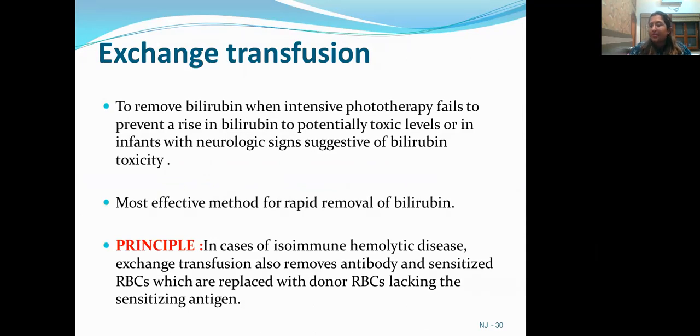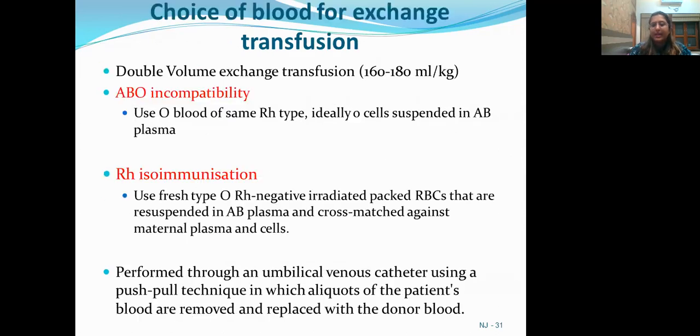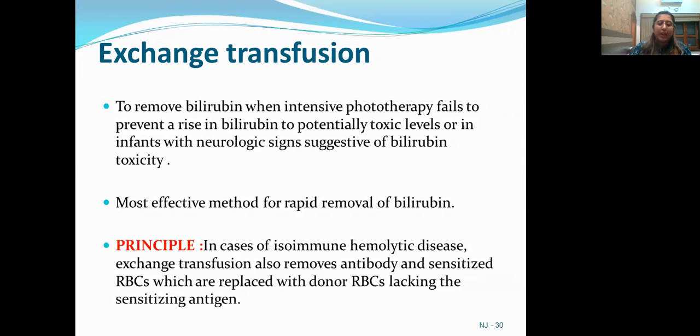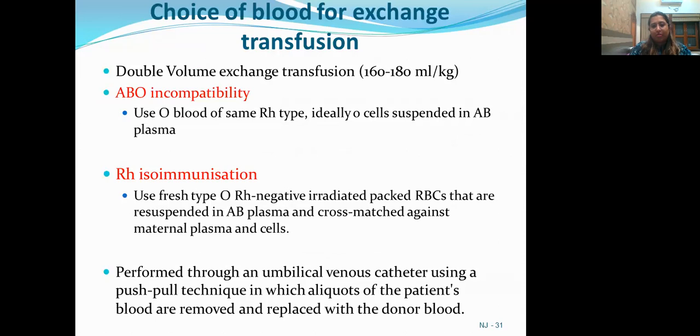Now, this is the most effective method and the most sure method of rapid removal of bilirubin. The principle behind it is that in cases of isoimmune hemolytic disease, exchange transfusion also removes antibody and sensitized RBCs, which are replaced with donor RBCs lacking the sensitizing antigen also. Now coming to the choice of blood for exchange transfusion. Usually a double volume exchange transfusion is done, which requires 160 to 180 ml per kg. In case of ABO incompatibility, we use O blood type of the same Rh type. So ideally, O cells suspended in AB plasma should be used.